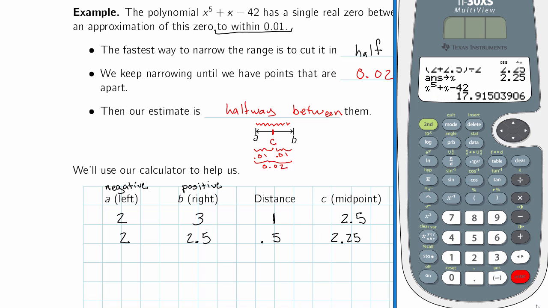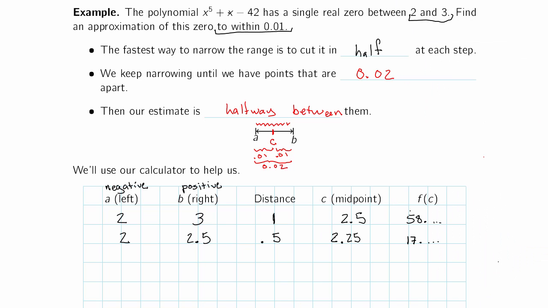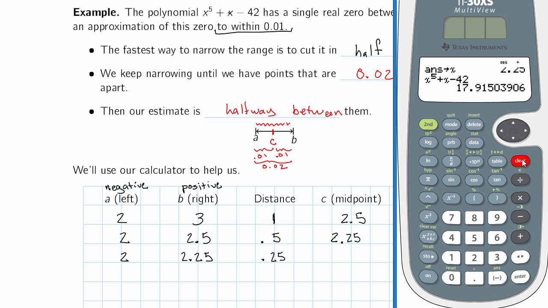Go up and grab my polynomial, and I get 17 point something. Again, I don't care about the exact value, only that it's positive. That's going to become my right endpoint now. So now the distance between these is 0.25, getting closer. And the midpoint? Well, I'll take 2 plus 2.25 divided by 2, and I get 2.125.